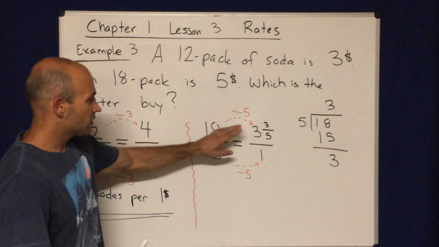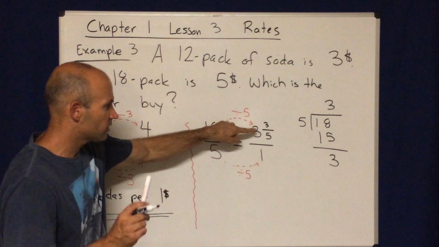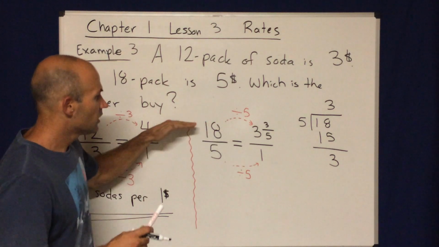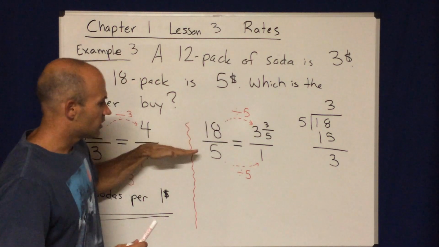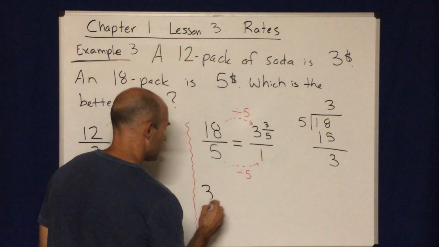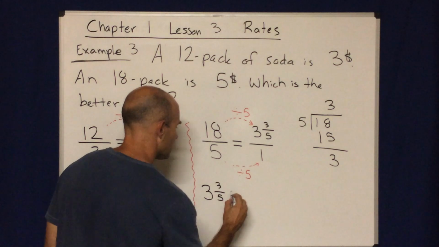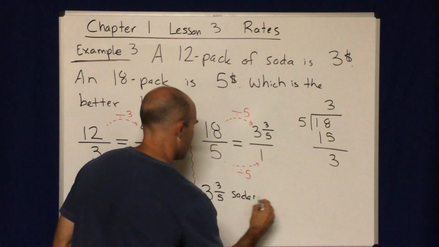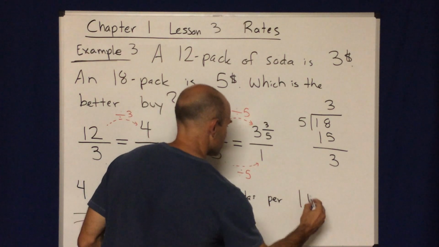So what's the conclusion in this case? Again, numerators corresponding to sodas. That's very important to keep track of these units. Numerators corresponding to sodas, denominators corresponding to dollars. So with option 2, I'm getting 3 and 3/5 sodas per $1.